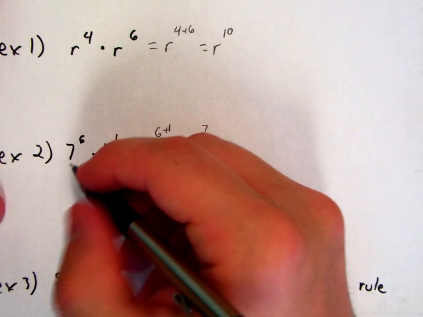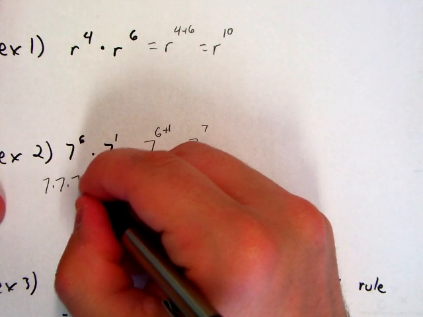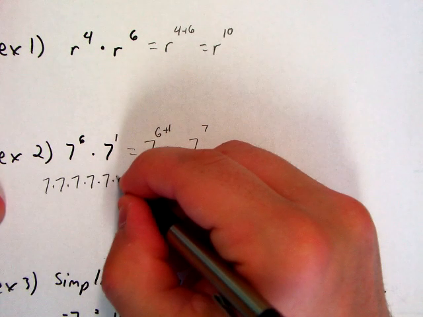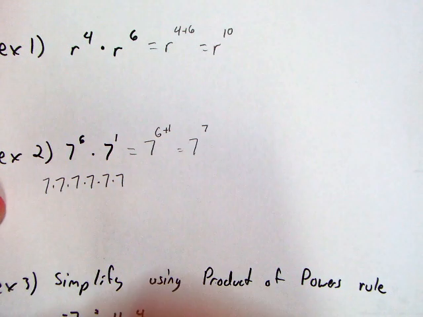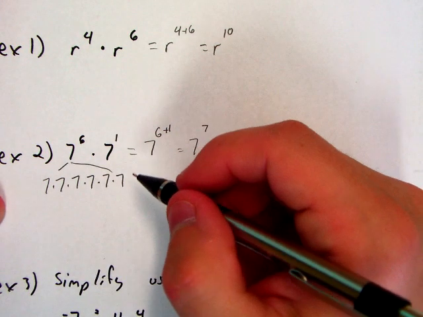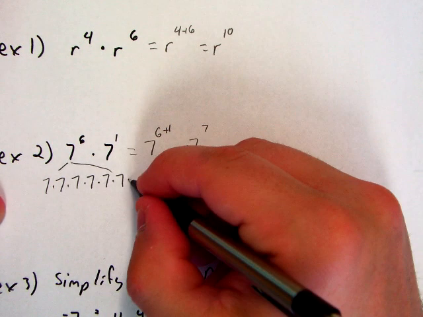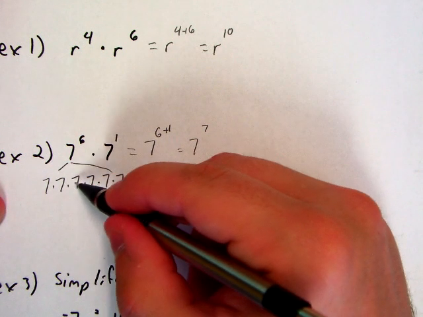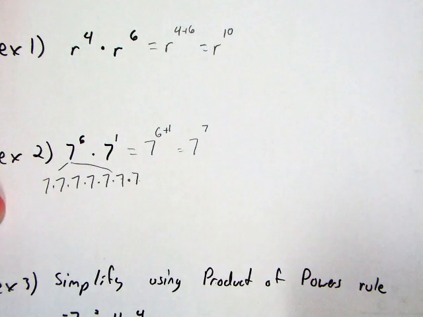And if you think about it, 7 to the 6th power is 7 times 7 times 7 times 7 times 7 times 7. That's this right here. And then we have one more 7 at the end of it. So we have 1, 2, 3, 4, 5, 6, 7 sevens.